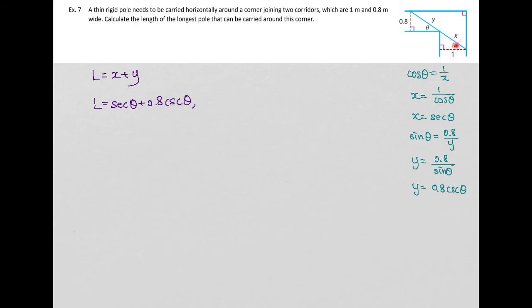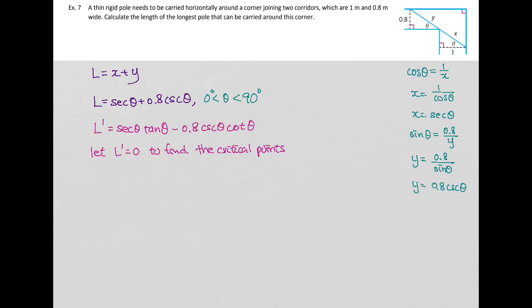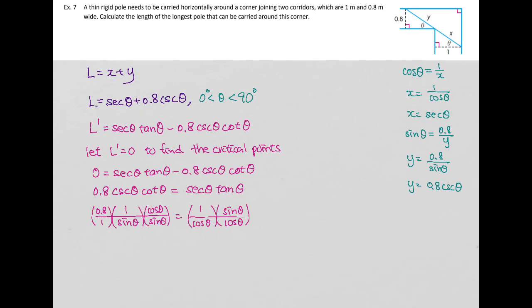Since theta is in the triangle and this angle is already 90 degrees, once again, theta can only be in between 0 and 90. Once you have the equation and the domain, then we can find L prime. Secant differentiation will become secant theta tangent theta, and cosecant theta differentiation will become negative cosecant theta cotangent theta. After we differentiate it, we're going to let L prime equal 0 to find the critical points. After we substitute 0 into L prime, we move the negative 0.8 to the left-hand side to become positive.